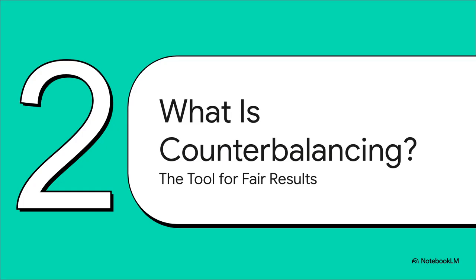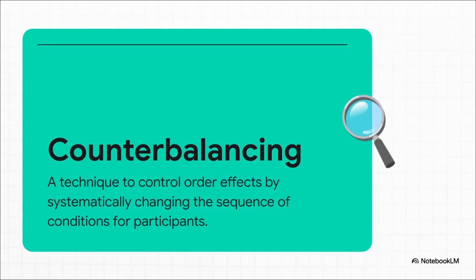So how in the world do we fight back against this sneaky bias? Well, researchers have this brilliant tool in their toolkit, and it's called counterbalancing. Now here's the textbook definition. Counterbalancing is the technique we use for controlling these order effects. Now the key thing here isn't to get rid of the effect for any one person, because that's pretty much impossible. Instead, you strategically spread that bias out evenly across everyone by just changing up the order.